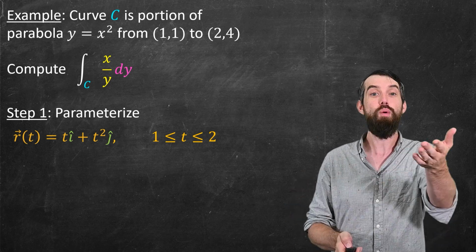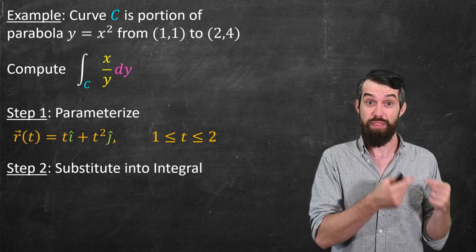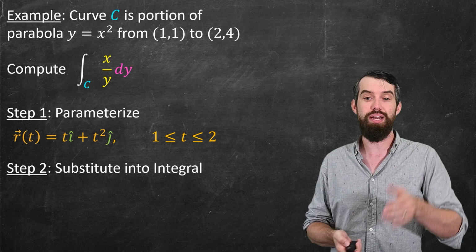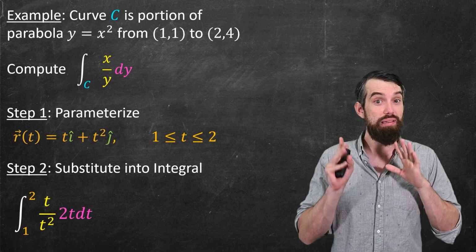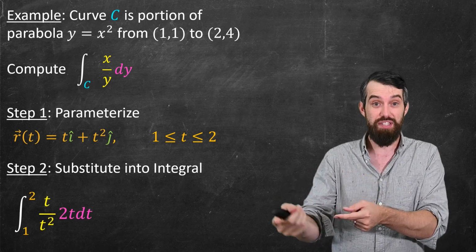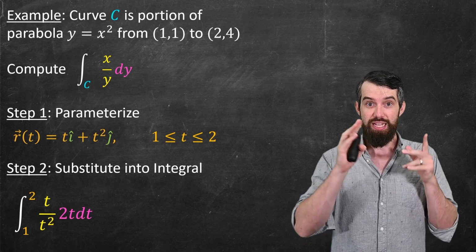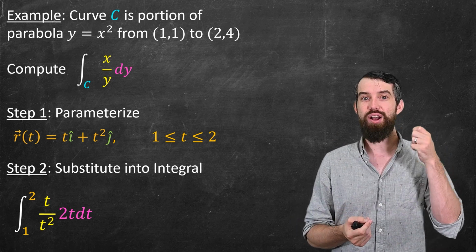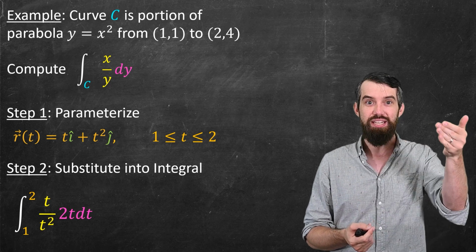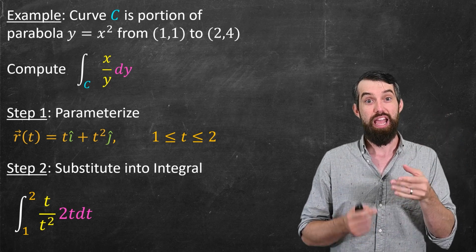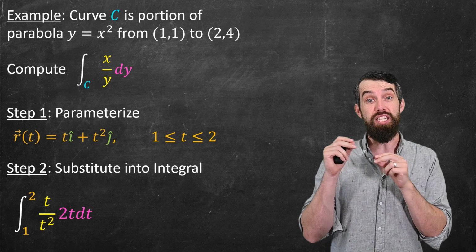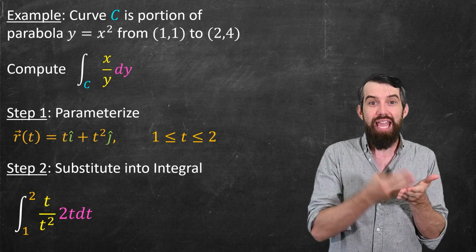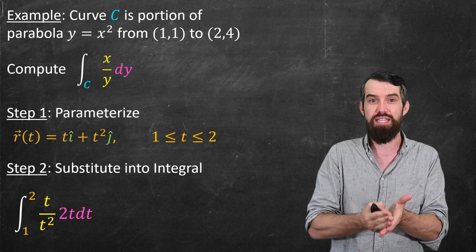Next step, I want to go and take this parameterization that I have and substitute it into my integral. So I'm going to do an integral that's got many different components. So first of all, limits of integration are the limits of the t's, so the 1 and the 2. Secondly, well, the integrand is x divided by y, and so I write t divided by t squared. And then thirdly, the dy, we have to recall what that is.